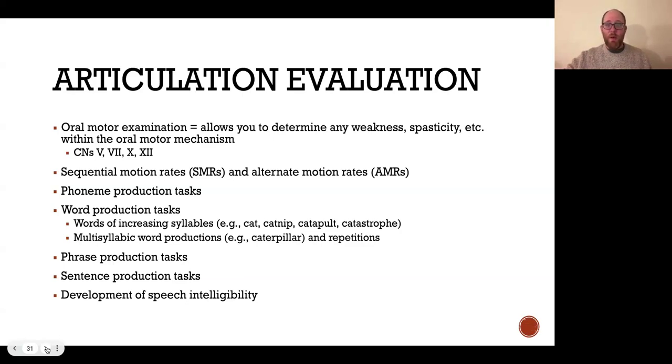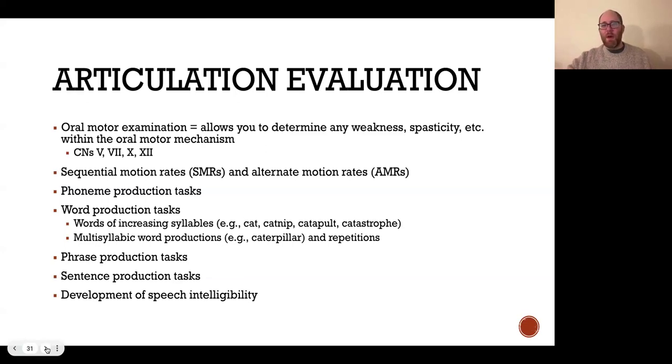So if they smile and only one side of their face goes up, cranial nerve 7 is impaired. If they can't really open their jaw too much, cranial nerve 5. If you have them phonate a volitional ah, and their voice sounds strained, you can take a guess that it's cranial nerve 10, things like that.